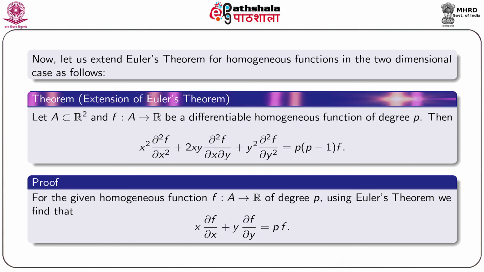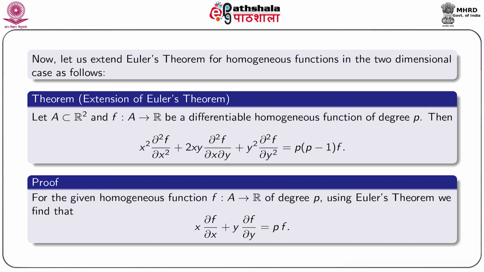Now, we discuss another theorem which we can call an extension of Euler's theorem, but here we consider the domain as a subset of R^2. Let f be a scalar field defined on a set A which is a subset of R^2, and f is a differentiable homogeneous function of degree p. Then x^2 ∂²f/∂x² plus 2xy ∂²f/∂x∂y plus y^2 ∂²f/∂y² equals p times (p minus 1) f.